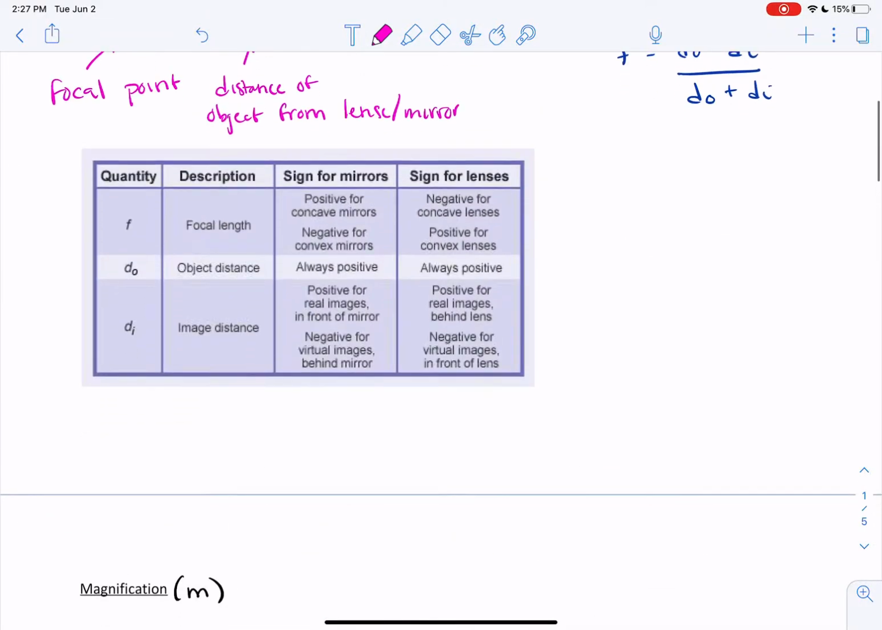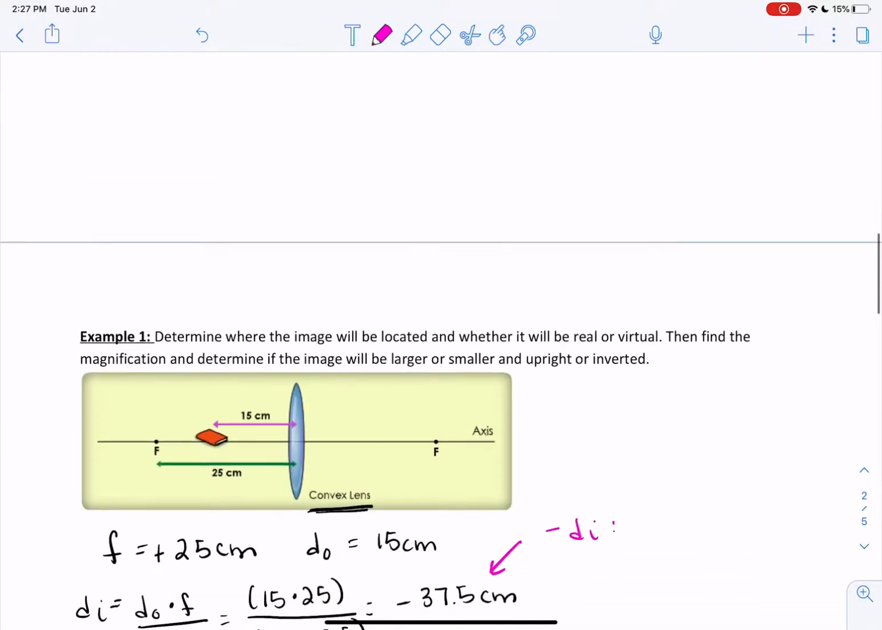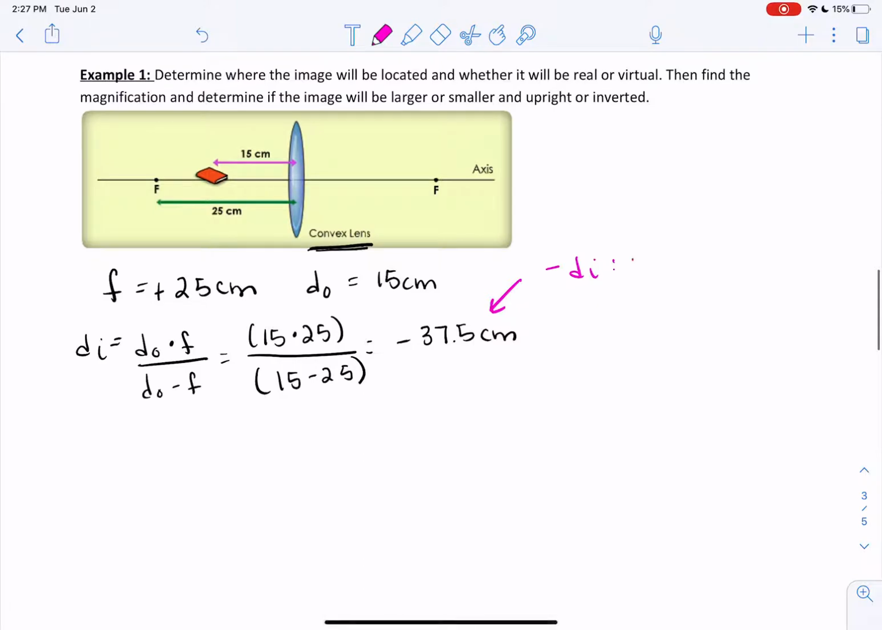Go back to your table. DI for a lens, negative image means it's a virtual image in front of the lens. So we know it's a virtual image. And it's in front of your lens. So that means it's going to be over here somewhere. Okay? Great. Now we know where our image is. We know it's going to be virtual.